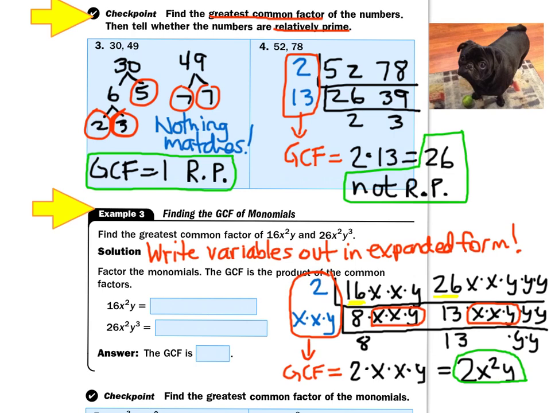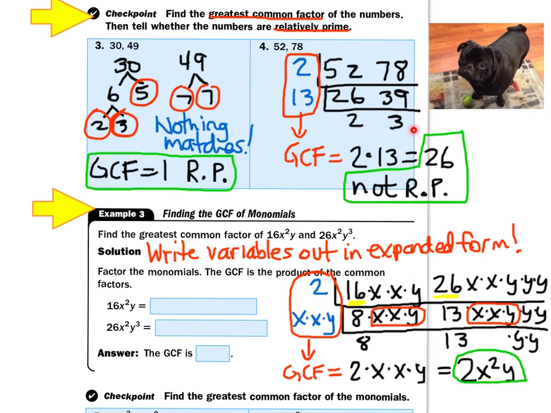52 and 78. I went ahead and set up the birthday cake method because I saw they were both even, so I knew 2 would go into both. So I put 2 on the outside and then I divided. 52 divided by 2 is 26, and 78 divided by 2 is 39. And then with 26 and 39, I knew 13 went into both, so I went ahead and divided by 13. 26 divided by 13 left me with 2. 39 divided by 13 would leave me with 3.